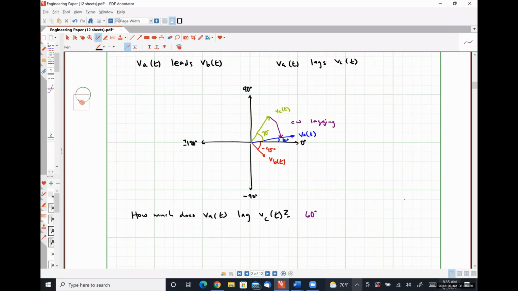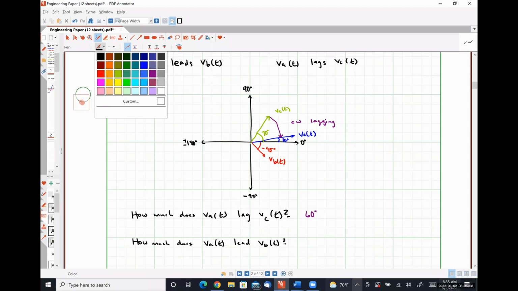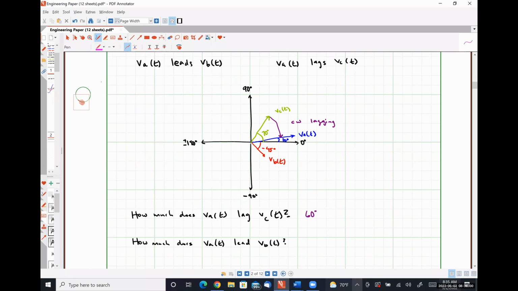Let's say, how much does the A of t lead the B of t? This in pink because we haven't used pink yet. And all I'm going to do here is really just extend this thing down just so I'm not writing over things. The angle hasn't changed at all, right?